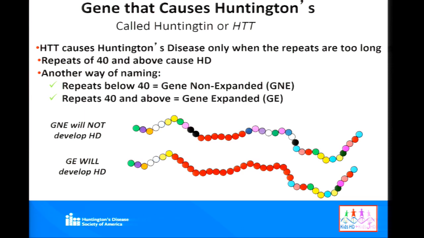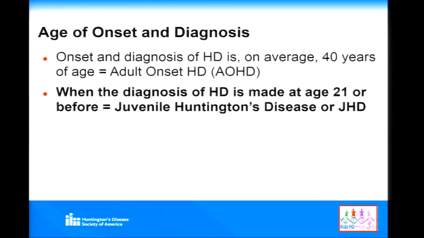And just one other naming that you'll probably hear sometime as well. So repeats below 40 are considered to be gene non-expanded. And repeats above 40 are considered to be gene expanded. Sometimes you'll hear the terminology positive and negative, which is a little bit hard to understand since everyone has a gene, so it's not a negative gene. So those who are non-gene expanded won't develop Huntington's. Those who have the gene expansion will develop Huntington's disease.